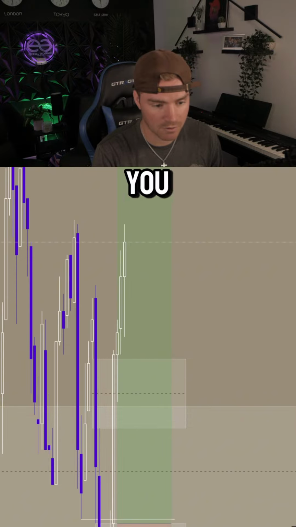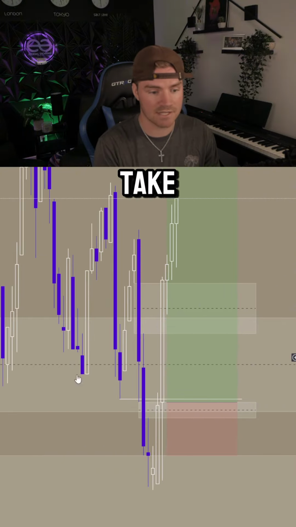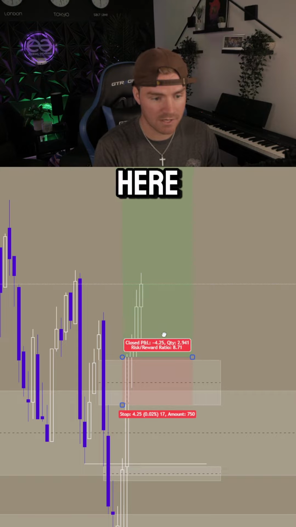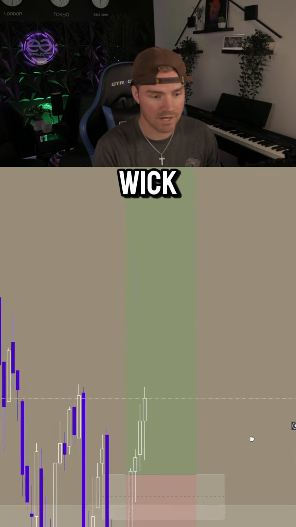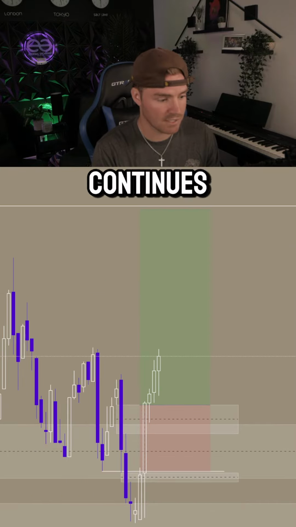So let's see how this plays out. So right here, you can see that initial move, we didn't get inversion. So our inversion didn't happen until all the way up here. So I would not have been able to take this entry unless I got super aggressive. So what I'll do is I'll take my entry all the way up here at the close above and retest of the IFEG. And then I'll keep my stop below the wick down here, and still I will target the highs up here. So now let's see how this one continues to play out.